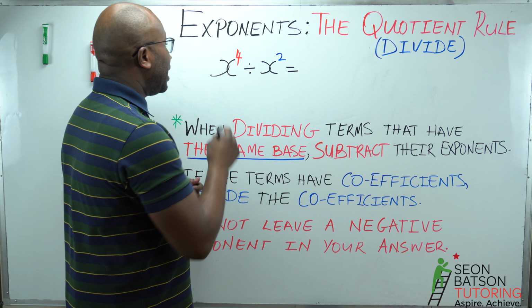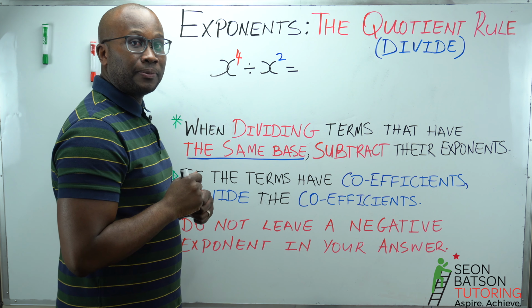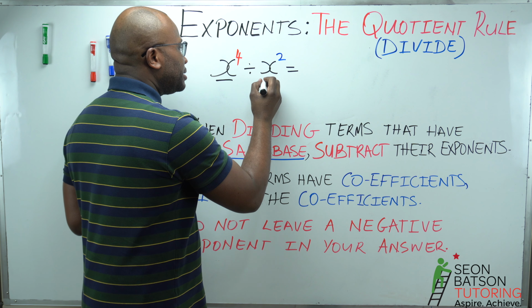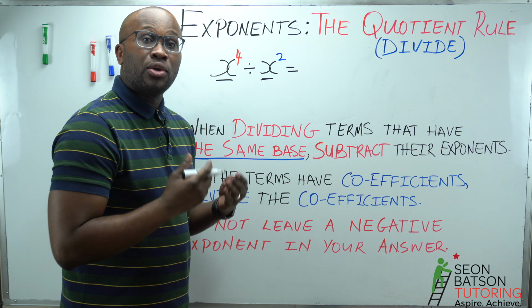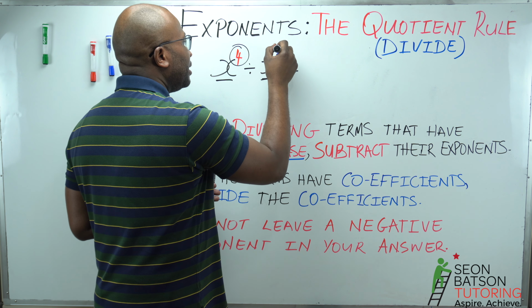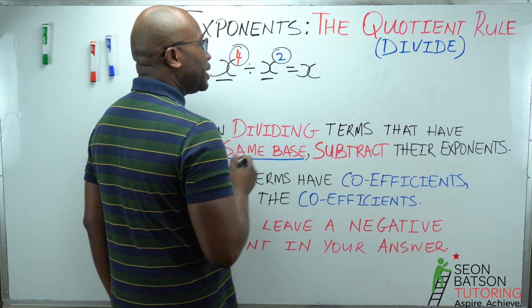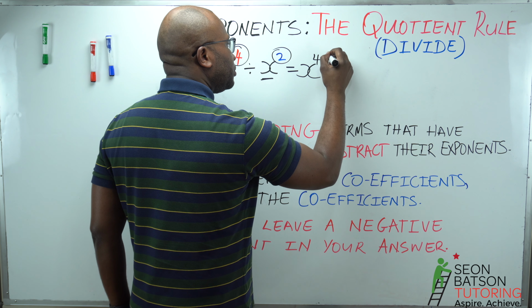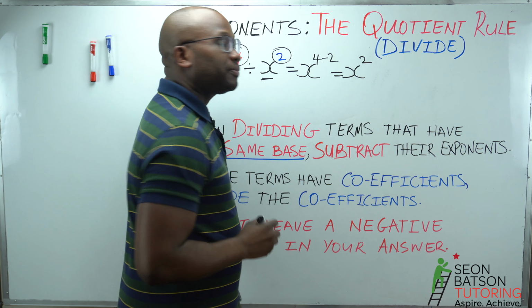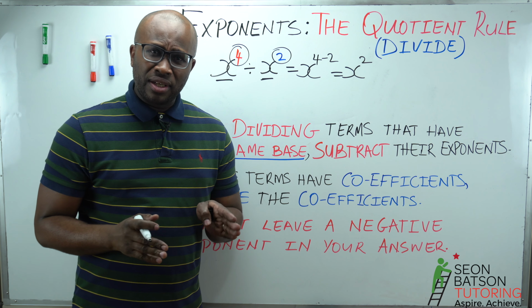First example, we have x to the fourth power divided by x to the second power. Our base in the first term is x. Our base in the second term is also x. So since our bases are the same, we can subtract the exponents. We'll first put our base back, x, and then subtract 4 and 2. If we subtract 4 and 2, we get 2. And we're done.